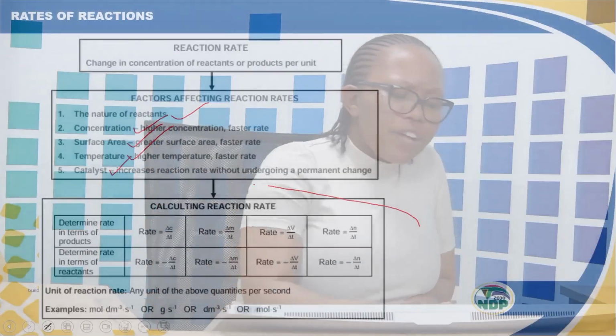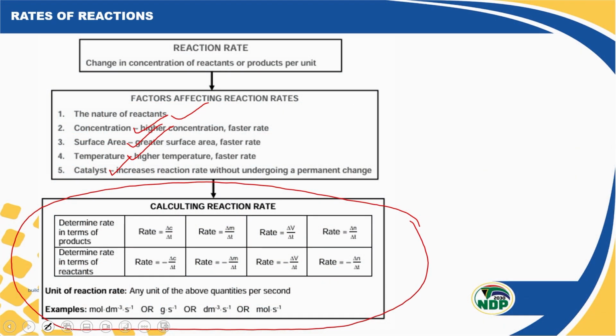Now, we talk of calculations of a rate of reaction. There are two things that we look at. Number one, we look at your products.